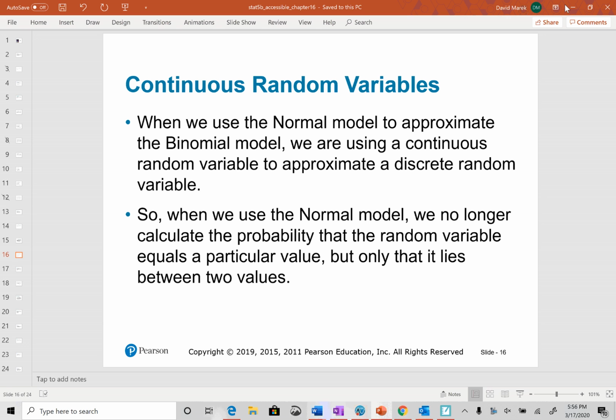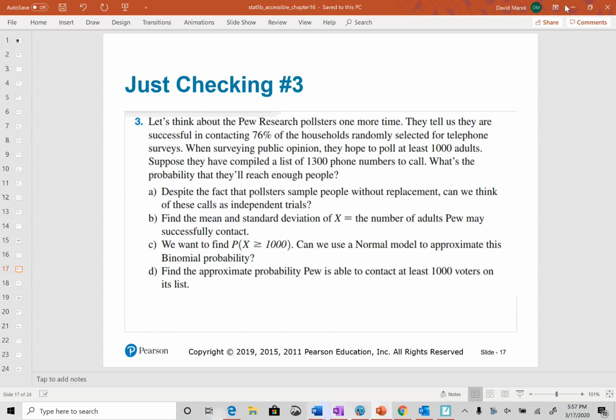We can use a normal model to approximate the binomial model if they're continuous random variables. If we're approximating something that's discrete, use the normal model. We no longer calculate the probability that the random variable equals a particular value, but here's the fun stuff. It's in a certain range. It lies between two values. So let's look at the difference here.